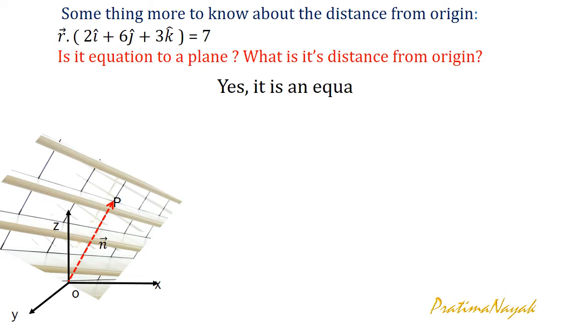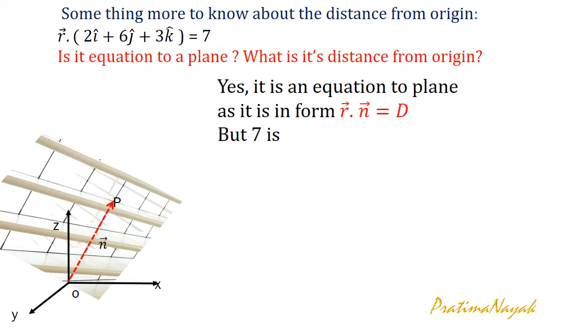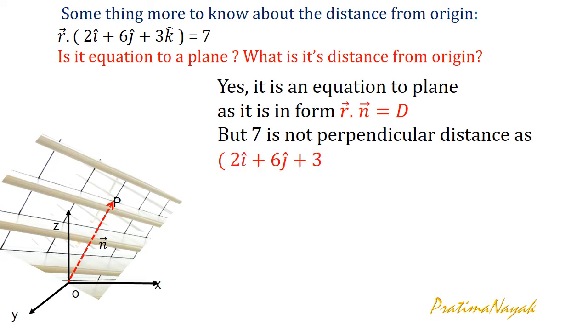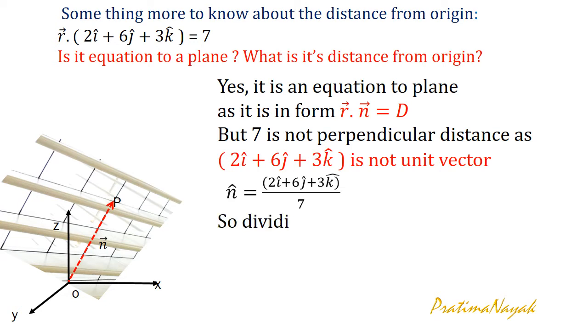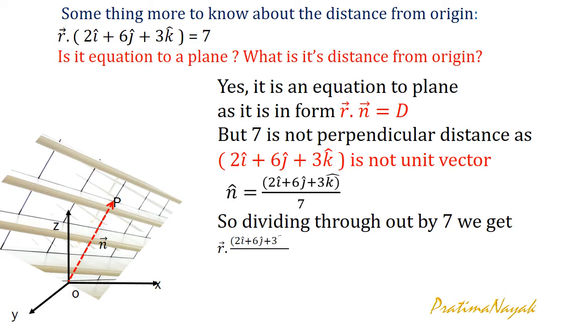Yes, it is an equation to a plane because it is in the form of R vector dot n vector is equal to d. But d here, 7, is not the distance from origin because 2i cap plus 6j cap plus 3k cap is not a unit vector. So first, to bring it to the standard form, we have to convert n vector into a unit vector. So it is 2i vector plus 6j vector plus 3k vector by the magnitude of the vector, that is 7. So dividing throughout by 7, we get R dot (2i cap plus 6j cap plus 3k cap) upon 7 is equal to 7 by 7, 1 on the right side. So distance from the origin is 1 unit.